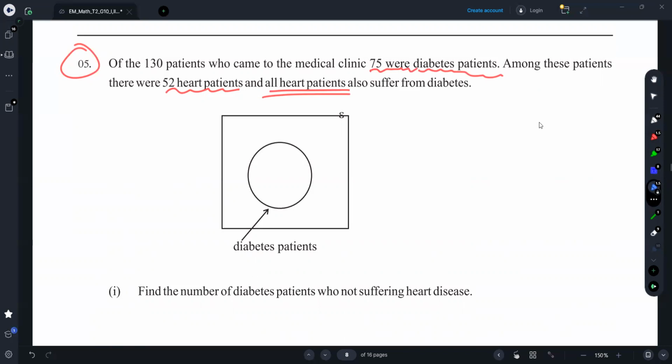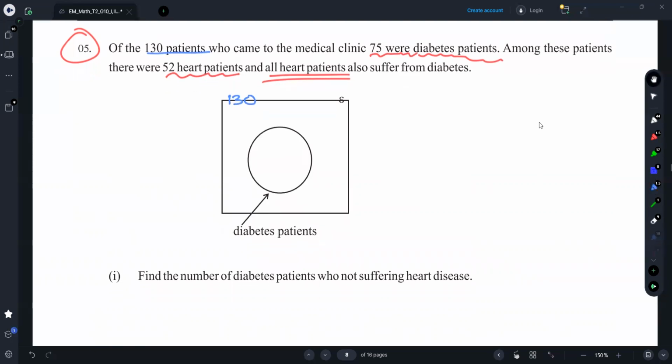Now, all the patients who have heart disease are suffering from diabetes, but not all of the patients who have diabetes have heart disease. Diabetics තියෙන හැමෝටම heart disease නැහැ. First I'll write the things that we need. The total is 130 patients. So this is how you should start to do the question.